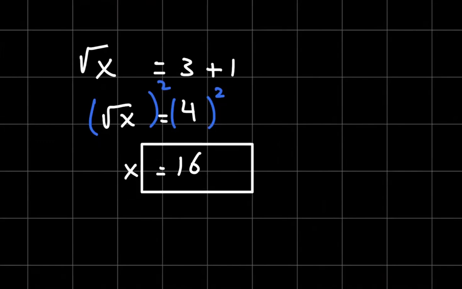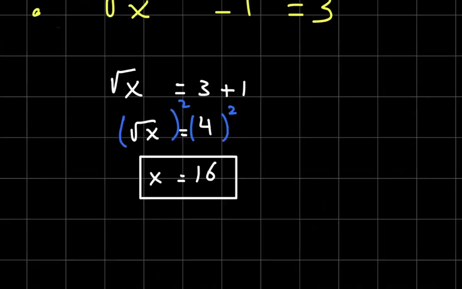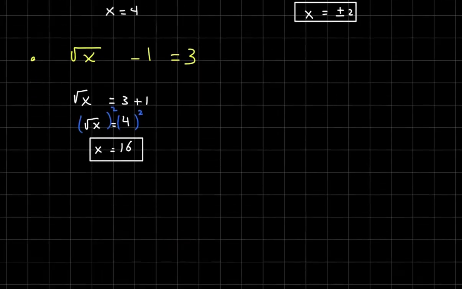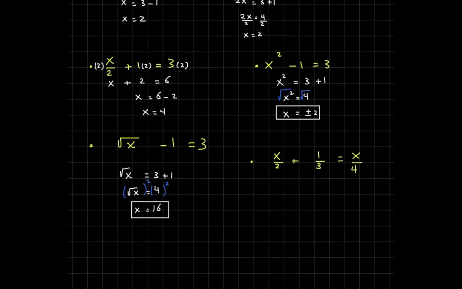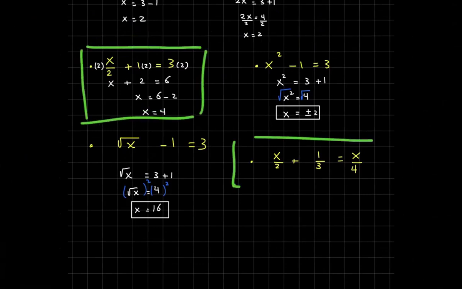Let's see another example. What if we have, let's say for example, x over 2 plus 1 over 3 equal x over 4. If you look at this example and the example we solved before, I told you that if you have a fraction, first cancel the denominator. So what is the difference between this example and that example?